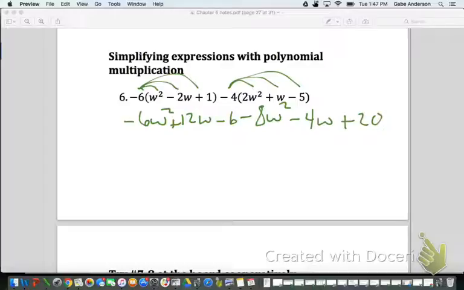Still doing good? Now what's left for us to do? Yeah, simplify by doing what? There's a bunch of like terms, right? So what is like negative 6w squared? Yep, and when you combine those, you get what?